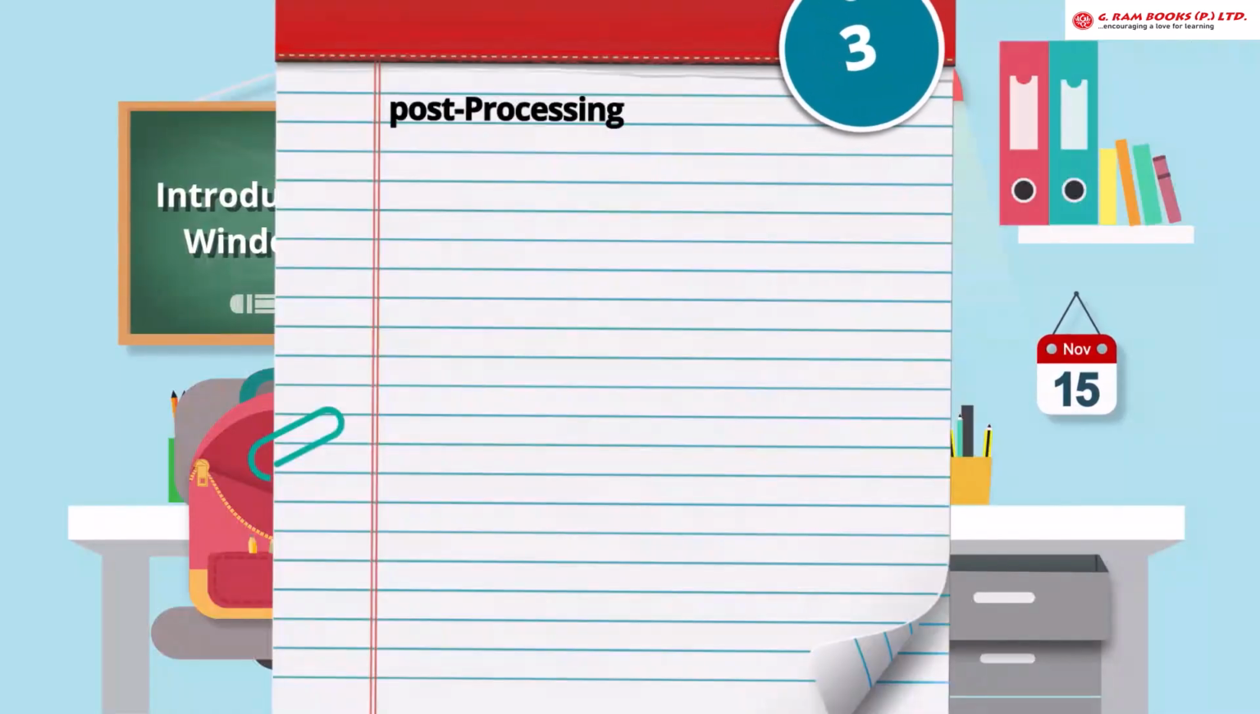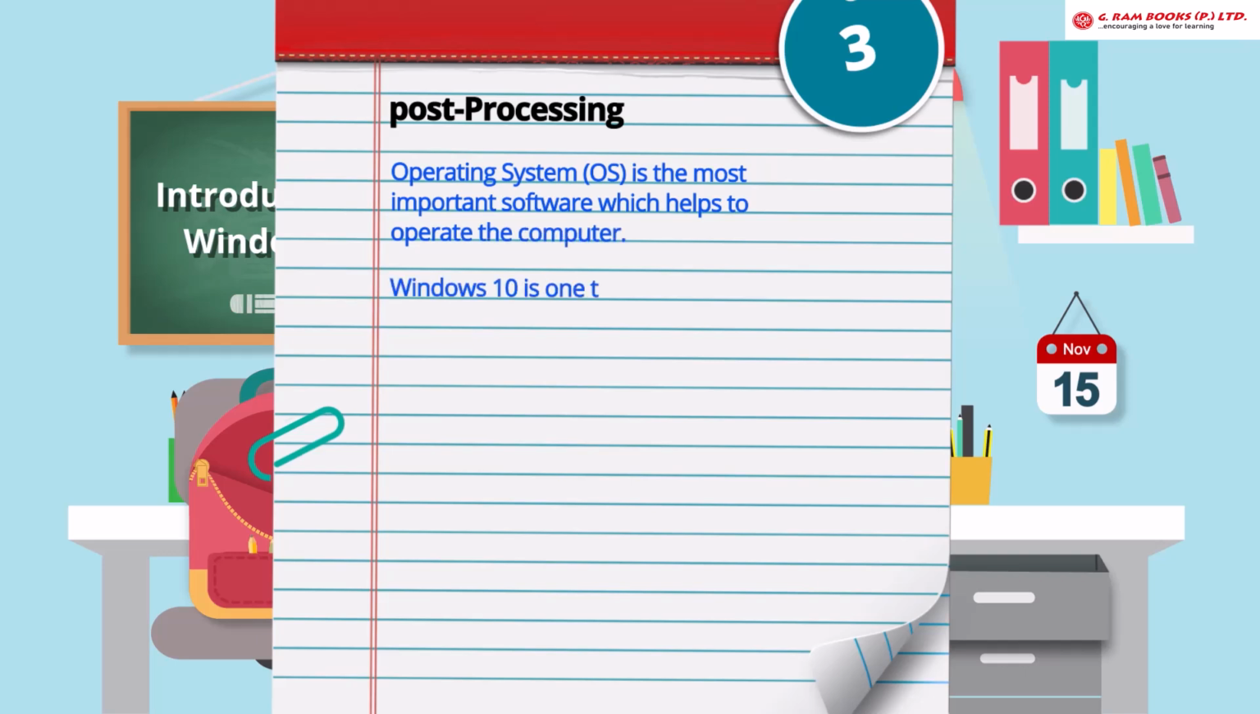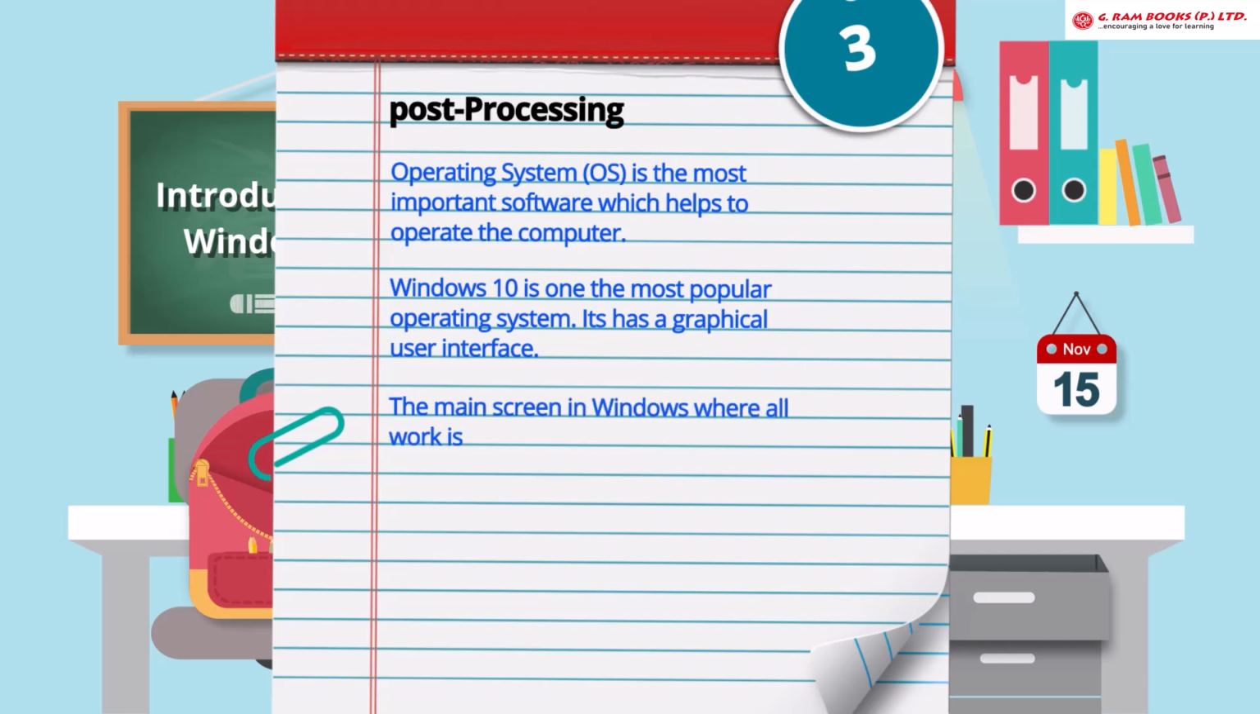Post-processing. Operating system, OS, is the most important software which helps to operate the computer. Windows 10 is one of the most popular operating systems. It has a graphical user interface. The main screen in Windows where all work is done is called the desktop. The Windows desktop consists of icons and taskbar.